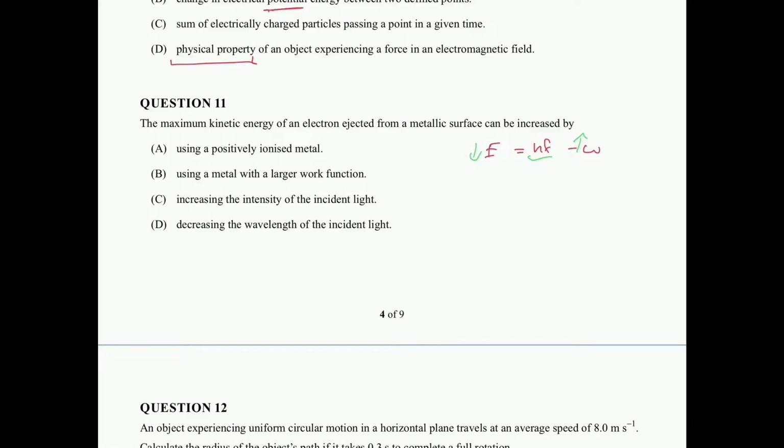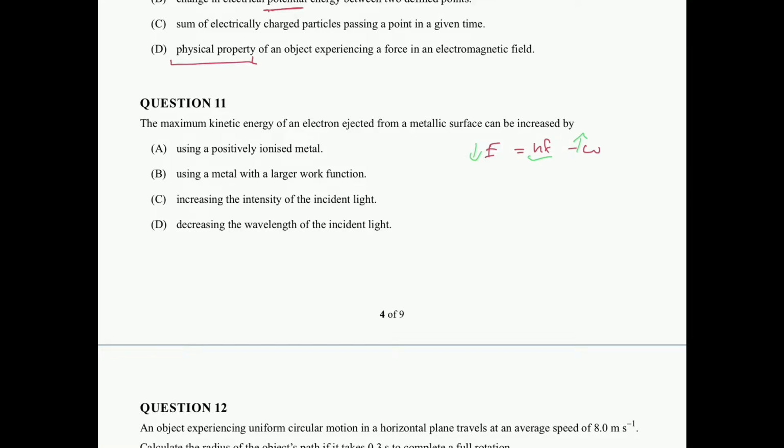So C, increasing the intensity of the incident light. This is partially correct, and it's going to have you draw on your understanding of the intensity of light. Ultimately this intensity is going to put more photons on the incident metal, and more electrons are going to be ejected, but the EK of a single ejected electron doesn't change. Essentially you're just hitting it with more light, but those individual electrons that get ejected are still going to have that same kinetic energy.